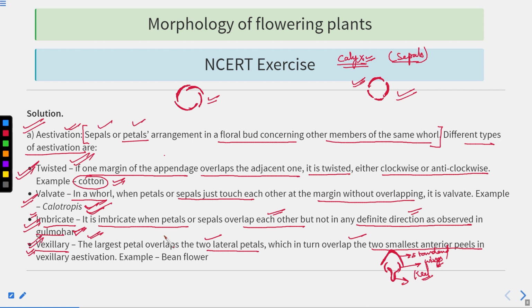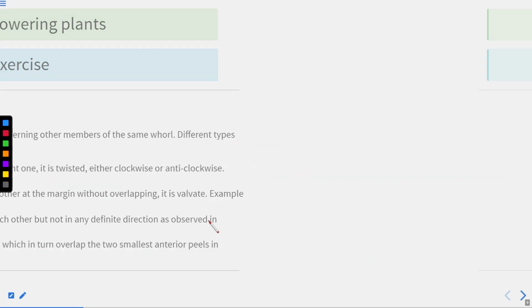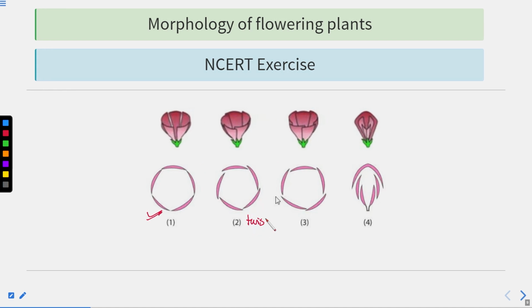Right. So this is the vexillary estivation, and such a type of estivation we see in the case of bean flower and pea flower. Here you can see this is the valvate estivation. This is the imbricate estivation, no particular pattern. This is the marginal, and this is the twisted one. So there are four different types of estivation: marginal, twisted, imbricate, and valvate.